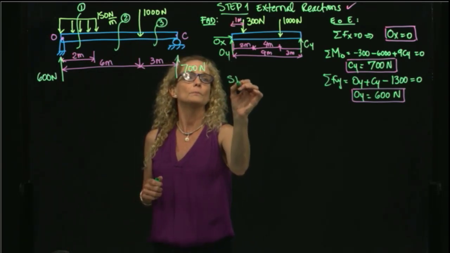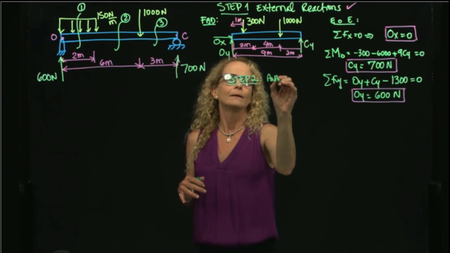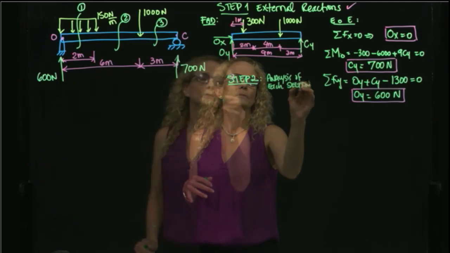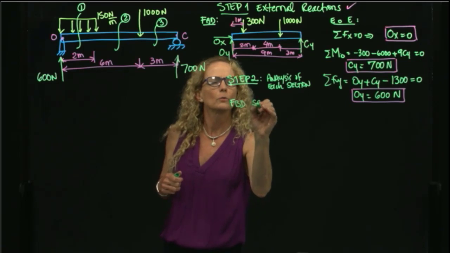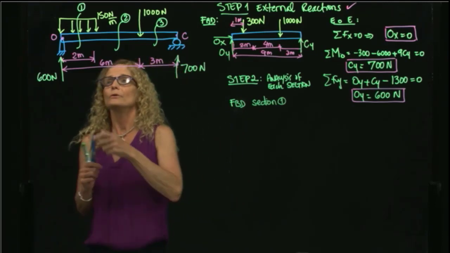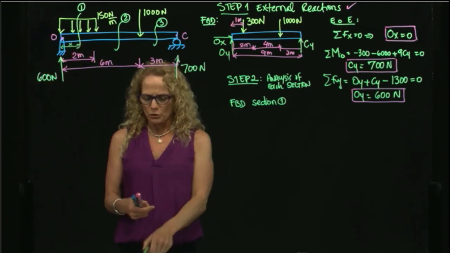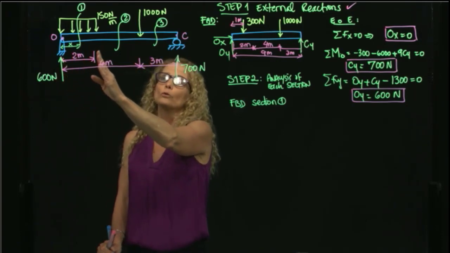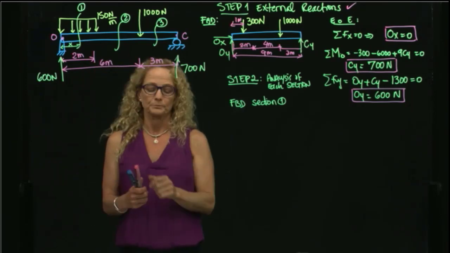So this is step 2, and I will analyze each section. I will do the free body diagram of section 1, and then I will do the free body diagram of this little piece over here. I will call this X. So why X? Because that section will be valid from 0 to 2. And X will be a variable that can take values from 0 to 2.